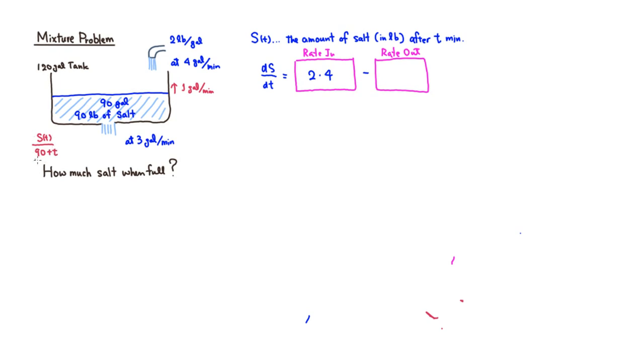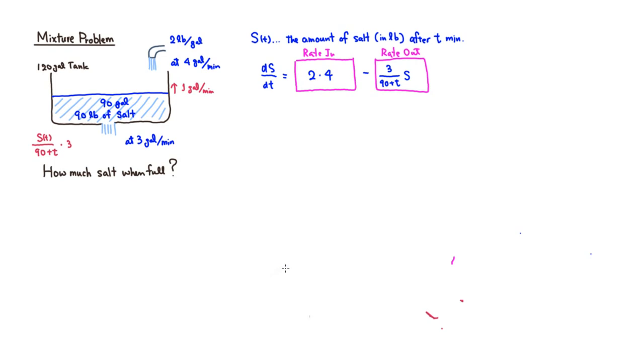All right, so this ratio gives you the concentration, pounds per gallon. Then you are draining it at 3 gallons per minute, so we multiply by 3. So rate out is going to be 3 over 90 plus t, or t plus 90, doesn't matter, times S. All right, so we have that equation.